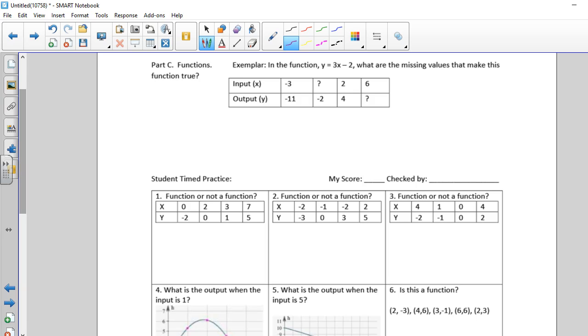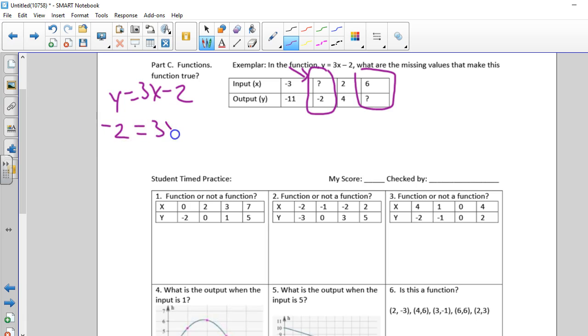Look at this table. I'm missing a value right here and here, and I need to find those numbers. Well, I can do that. I have an equation, y equals 3x minus 2. So to find this missing input right here, all I have to do is use negative 2 as my output, or my y. So I'm going to replace y with negative 2, and then I'm going to solve the equation. I'm going to eliminate the constant so that I have 2 is equal to 3x.